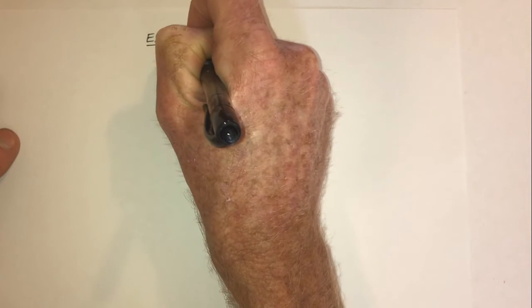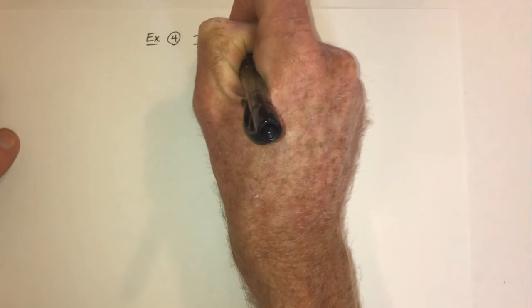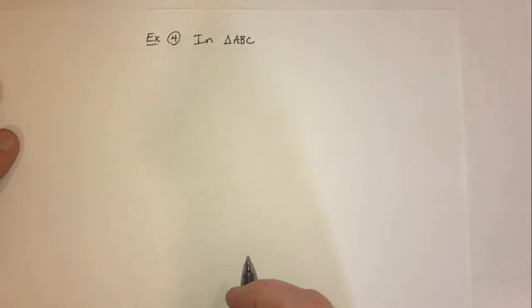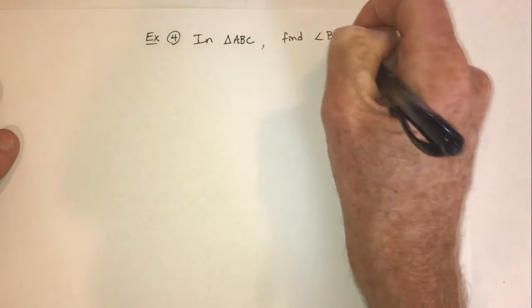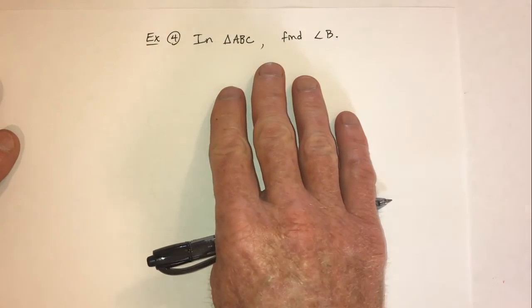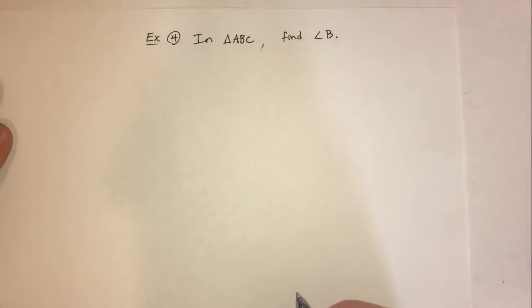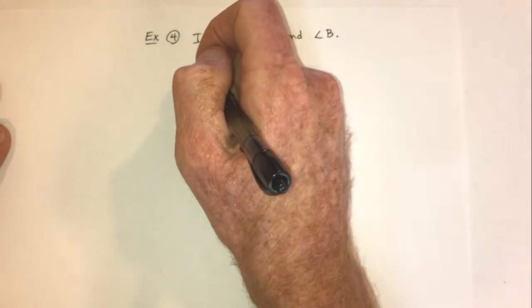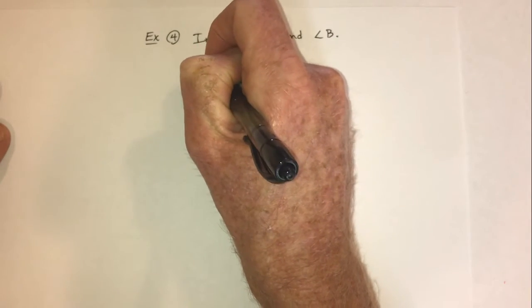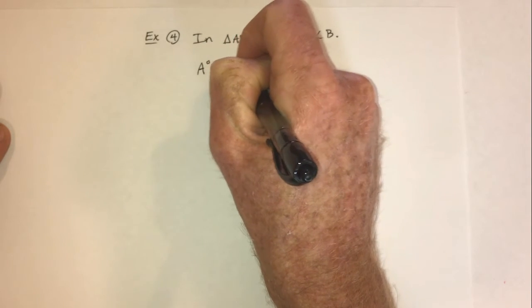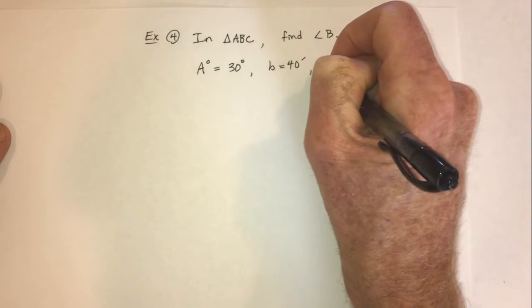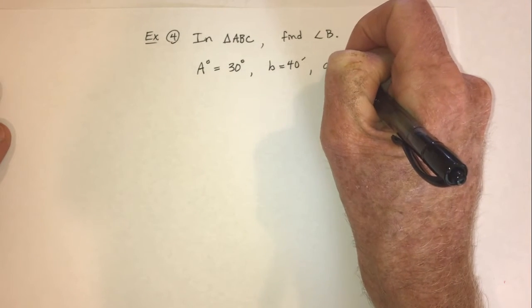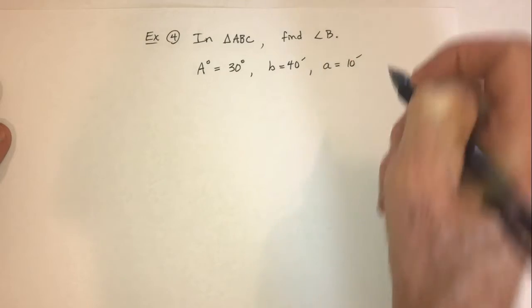Example number 4. In triangle ABC, find angle B. So it's going to be a bit of a word problem, and then we need to draw the picture and set it up. So A is 30 degrees, lowercase b equals 40 feet, and lowercase a equals 10 feet.